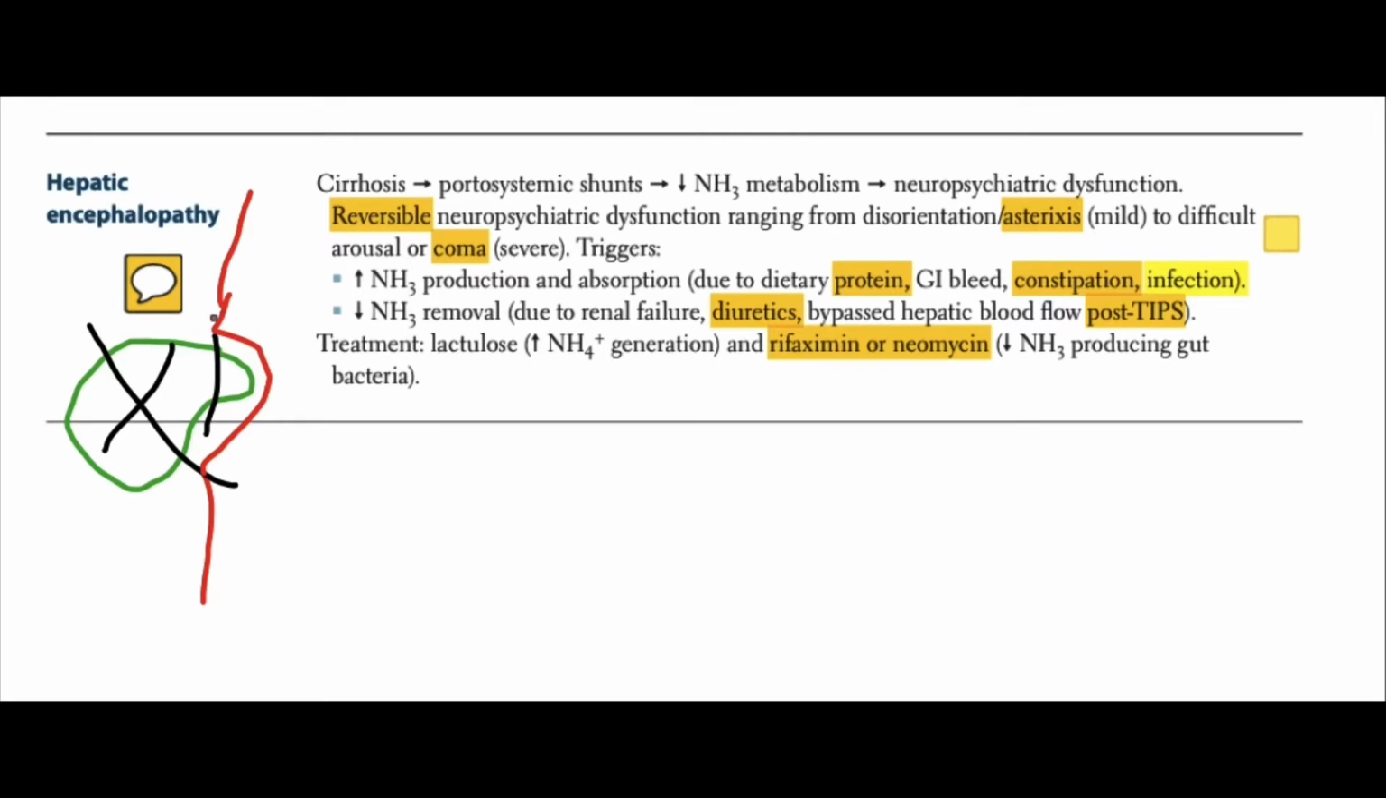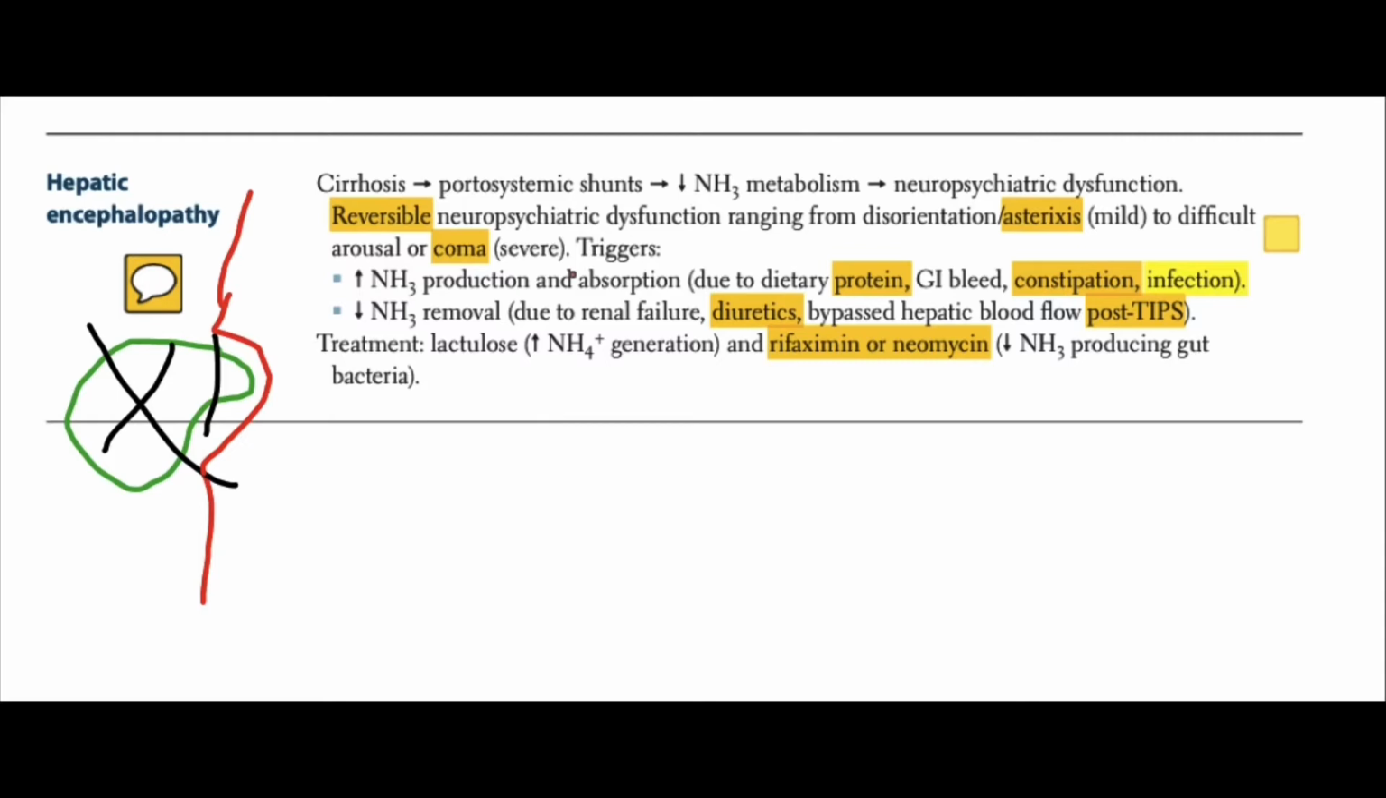So the neuropsychiatric dysfunction in the beginning will be reversible, ranging from disorientation. Disorientation is the condition when the person doesn't know what time of the day it is, where the person is, like school, home, hospital or office, and who the person actually is. Another condition is ataxia, that is mild in the beginning, to difficult arousal, or coma, that is severe.